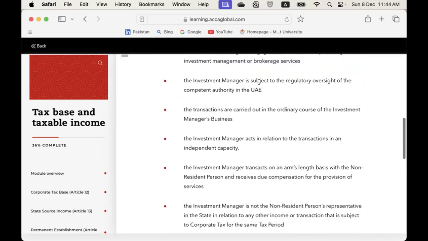And the investment manager is subject to the regulatory oversight of the competent authority. Which would be that competent authority? Can somebody give me an example? I have always stressed two names, two financial free zones, DIFC and ADGM. Okay, can somebody improve this answer? You're 50% right, but DIFC and ADGM are not authorities. They are free zones. Department of Economic Development.